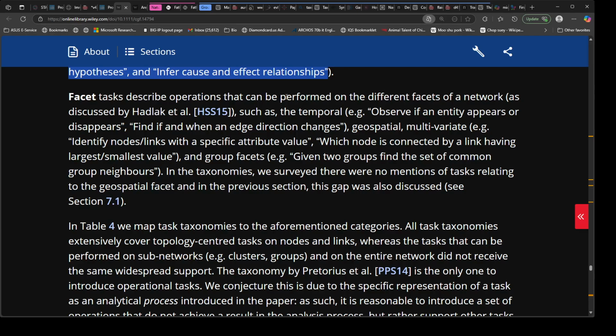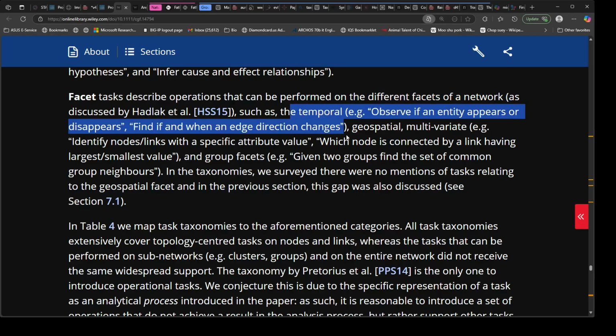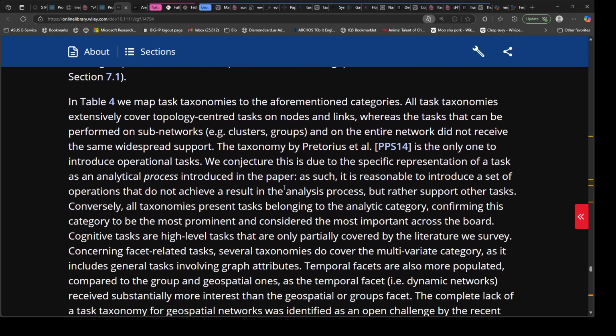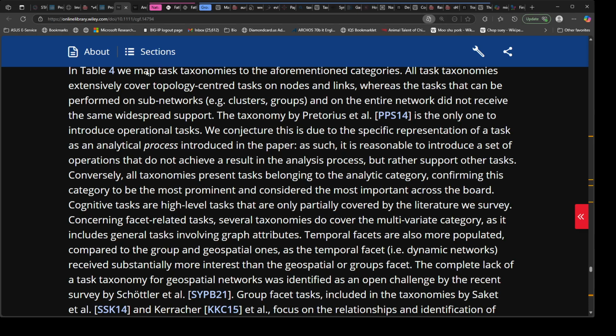such as the temporal, for example, observe if an entity appears or disappears, find if and when an edge direction changes; geospatial; multivariate, for example, identify nodes/links with a specific attribute value, which node is connected by a link having largest/smallest value; and group facets, for example, given two groups find the set of common group neighbors. In the taxonomies we surveyed there were no mentions of tasks relating to the geospatial facet, and in the previous section, this gap was also discussed. See section 7.1. In Table 4 we map task taxonomies to the aforementioned categories.